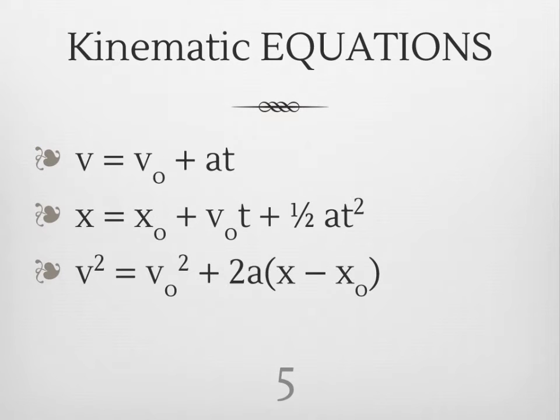All right, remember you have three basic kinematics. Kinematic 1, v is equal to v naught plus at. Kinematic 2, x is equal to x naught plus v naught t plus 1/2 at squared. And kinematic 3 is v squared is equal to v naught squared plus 2a times (x minus x naught).